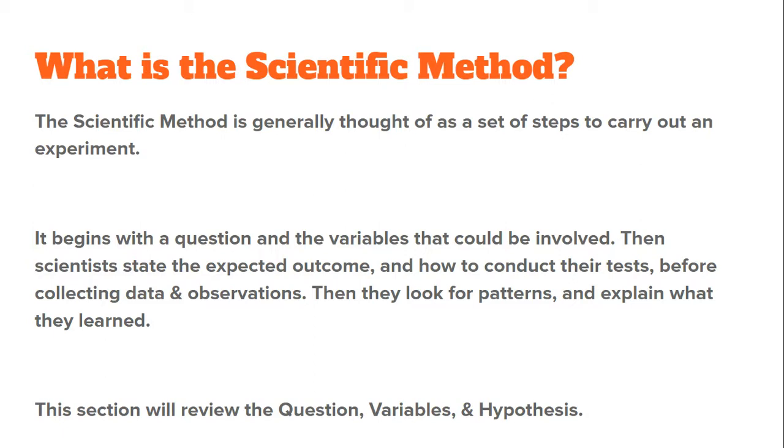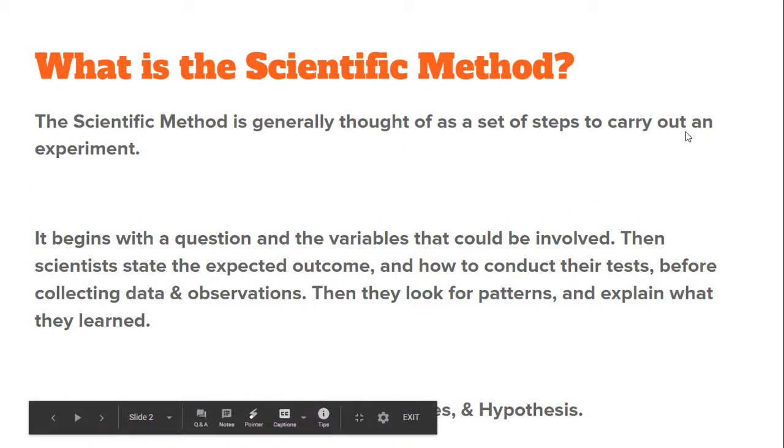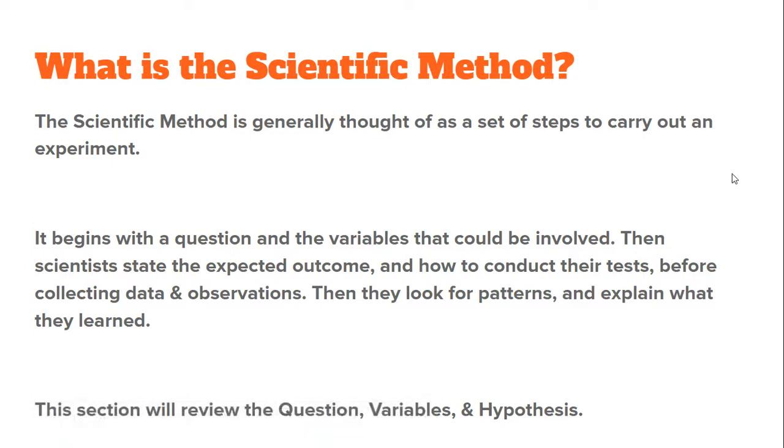They also include a detailed set of instructions about how to conduct their tests so that someone else can do it the exact same way when they try it a second time. All of this is identified before they actually collect their data and observations. Of course, they do those steps so that they have things that they can quote and point to as they come up with their conclusion or explain what they learned. Today, we're just going to focus on those sections of question, variables, and hypothesis.